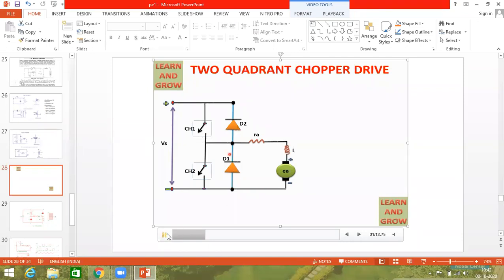So mostly in the industries we go for series motor or separately excited motor. Therefore, if you see in the animation, separately excited motor is taken. Or in the examination, you can just keep here M and you can draw this simple diagram. Now, what is a class C chopper circuit? This is the circuit here. So what is the explanation?